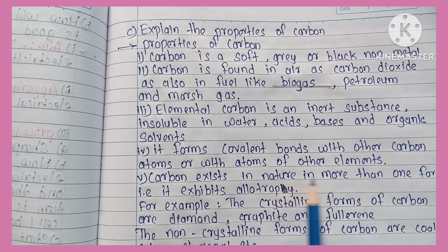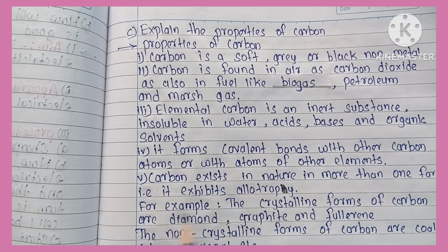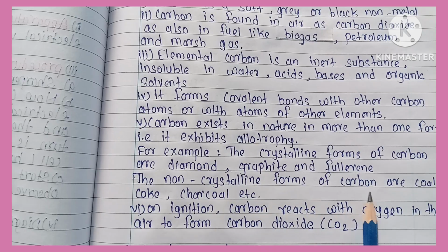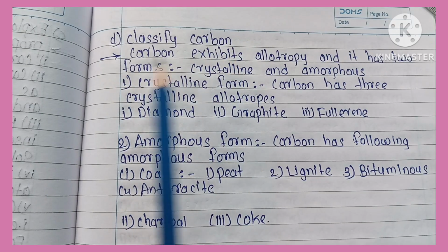Carbon exists in nature in more than one form, that is, it exhibits allotropy. For example, the crystalline forms of carbon are diamond, graphite, and fullerene. The non-crystalline forms of carbon are coal, coke, charcoal, etc. On ignition, carbon reacts with oxygen in the air to form carbon dioxide, CO2. Next question. Classify carbon.